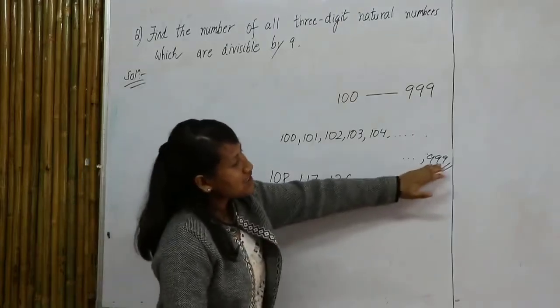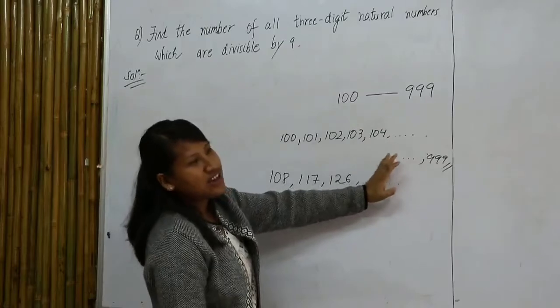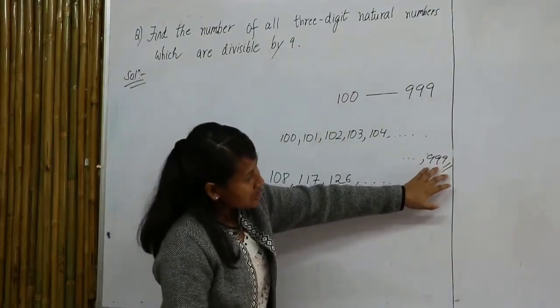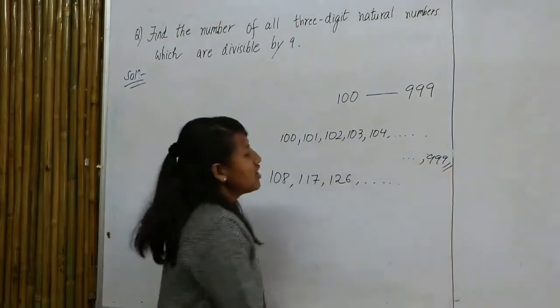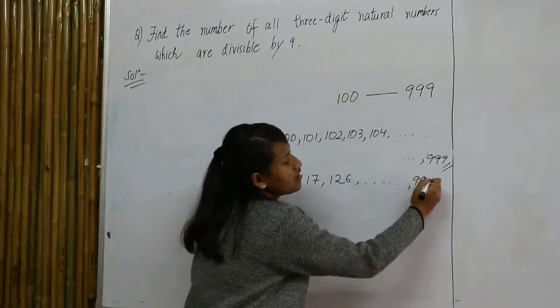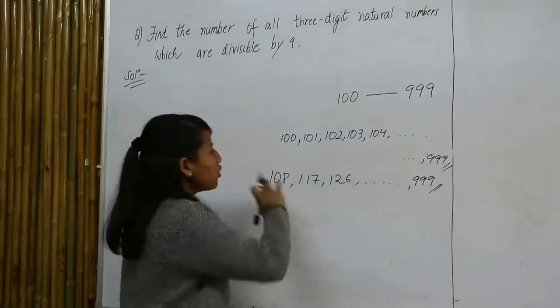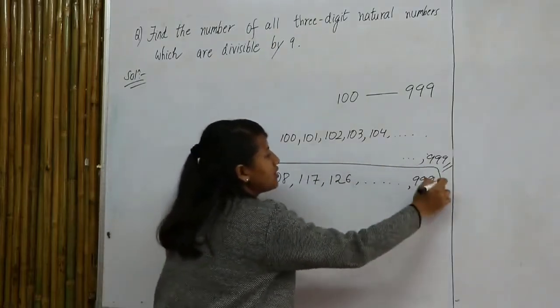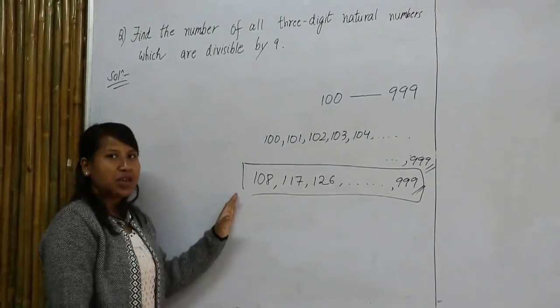Now the last one is 999. Then before this 998 and so on. Does 9 divide 999? Okay, it divides. So that's easy. The last one will be 999. If you check this sequence of numbers, you will find that it is an AP.